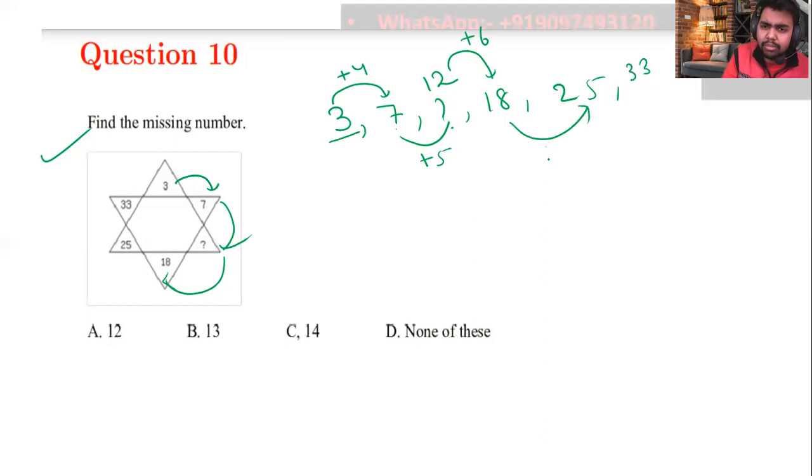Again, I have to add plus 7. I'm going to get 25. And again, I'll add plus 8. So if you see, we are adding plus 4, plus 5, plus 6, plus 7, and plus 8 in the pattern. That means my missing number is 12. So A is my correct answer.